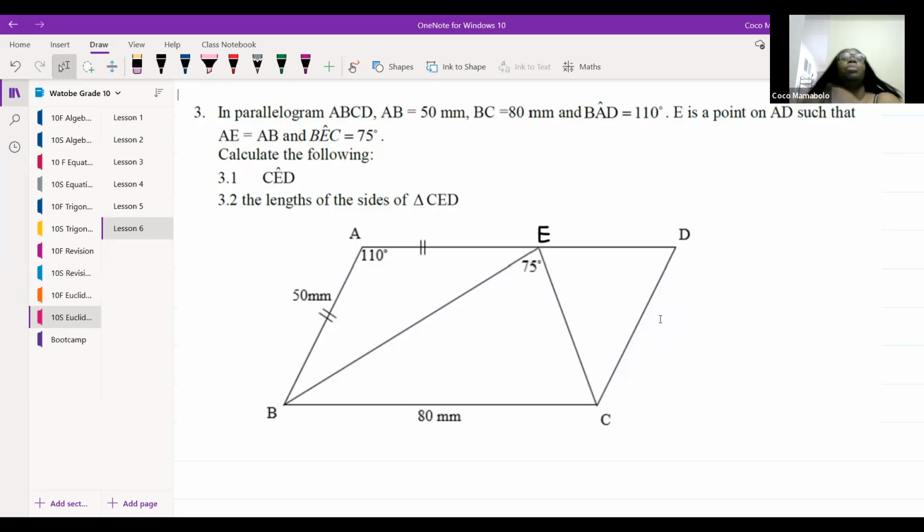Okay, so the question says, in the parallelogram ABCD, AB is equal to 50 millimeters, BC is equal to 80 millimeters, and angle BAD, this whole angle over here, is equal to 110 degrees. E is a point on AD such that AE is equal to AB, and angle BEC, this one here, is equal to 75 degrees.